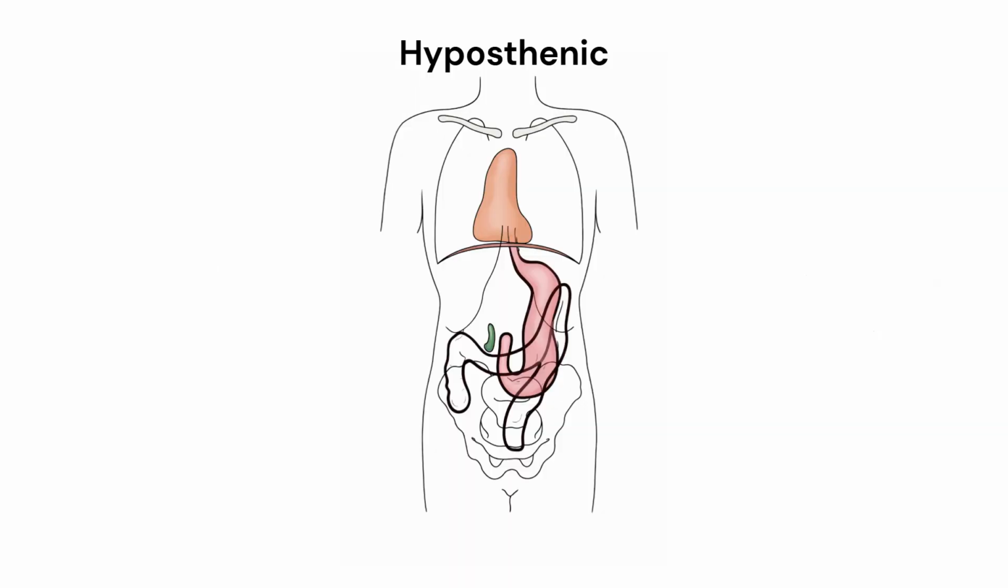The stomach also shifts slightly downward and assumes a more vertical configuration. These shifts occur because the elongated abdominal cavity allows organs to settle lower under gravity.